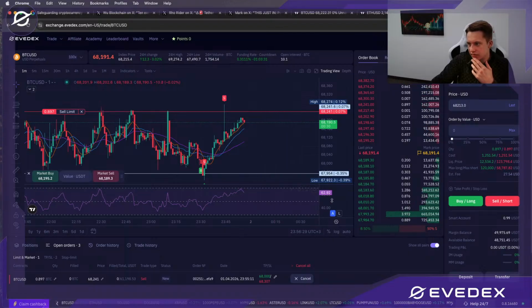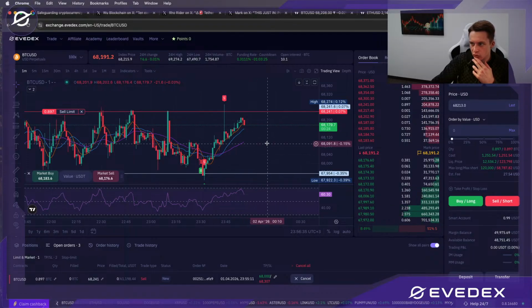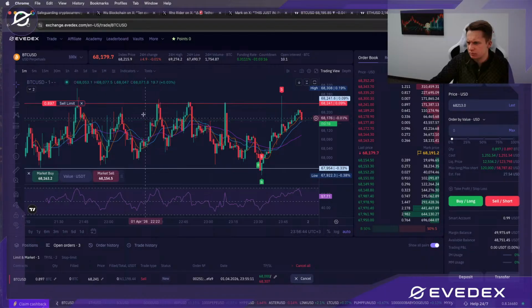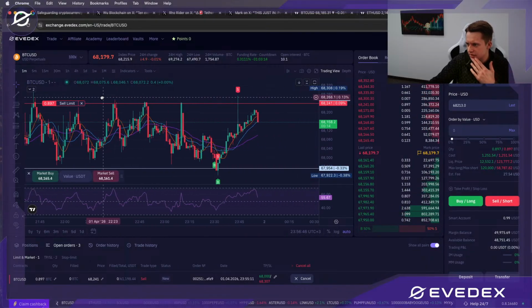You can see the RSI's dipped already, so it might not have even had the strength to come up to that level. I believe we had it maxed out in the 5-minute time frame. No, maybe not. I did have it maxed, but it disappeared. Oh no, it's exactly that level.